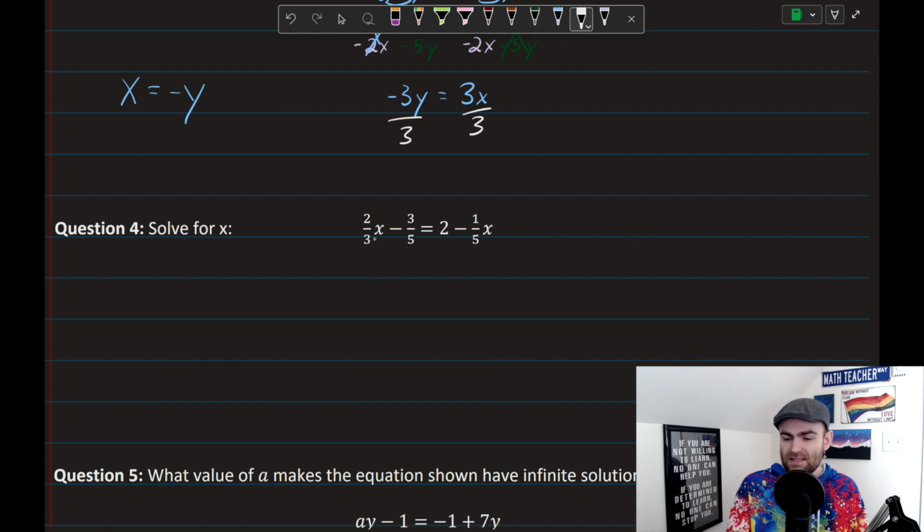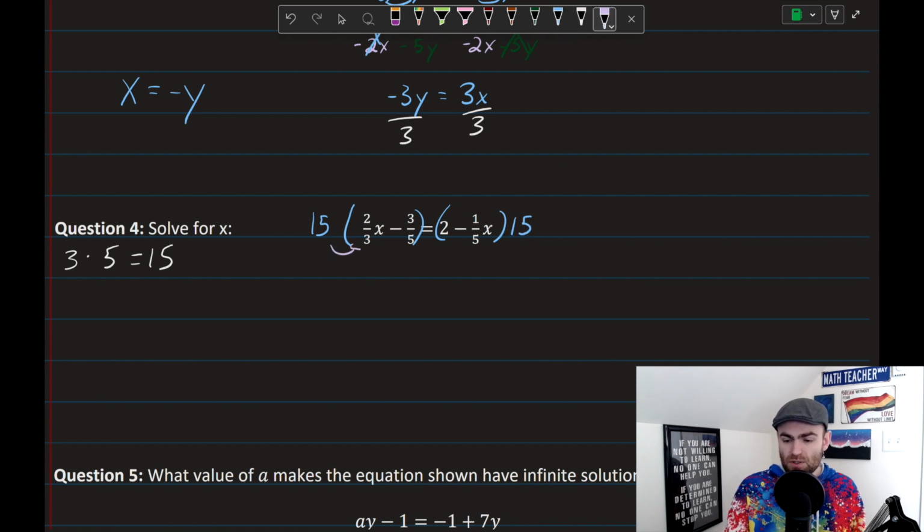So what are the unique factors here? We have a 3 and a 5. And that's it for unique factors. 3 times 5 is 15. So we're going to multiply both sides of this equation by 15.